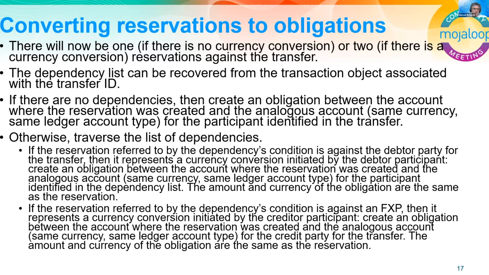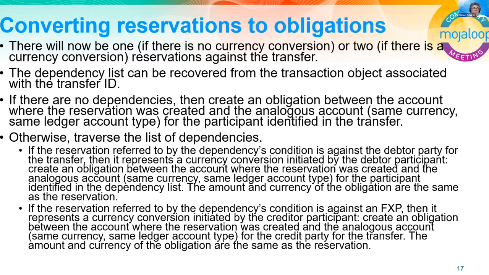Otherwise, we look at the dependencies. If the reservation referred to by the dependencies condition is against the debtor party, then it represents a currency conversion initiated by the debtor participant. So we should create an obligation between the account where the reservation is created and the analogous account of the participant in the dependency list, i.e. in this case, the FXP. The amount and currency of the obligation obviously are the same as the reservation.